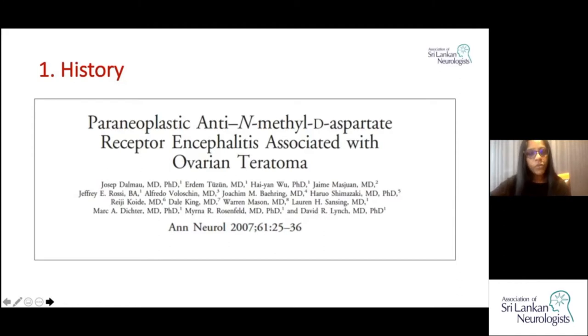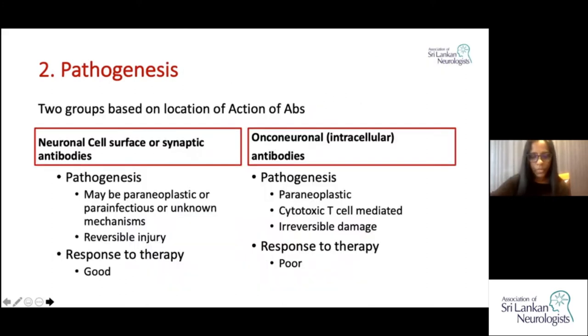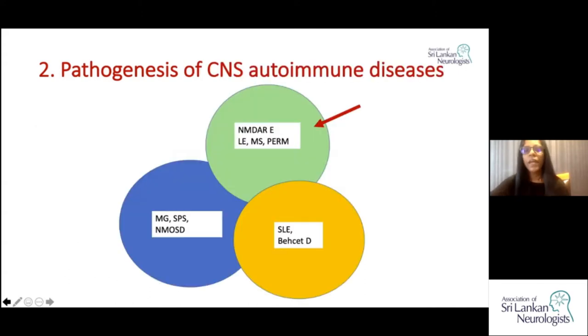So when we say autoimmune disorders affecting the CNS, there are different types of autoimmune disorders. If you look at the yellow circle, SLE is the best example that I can give. These are autoimmune diseases, but here the CNS is affected just as one part of the multisystemic disease. But if you move on to the blue circle, these are purely nervous system problems, but these do not actually have an encephalitic component in these illnesses. So basically what we are describing today is this green circle, which I have shown with an arrow.